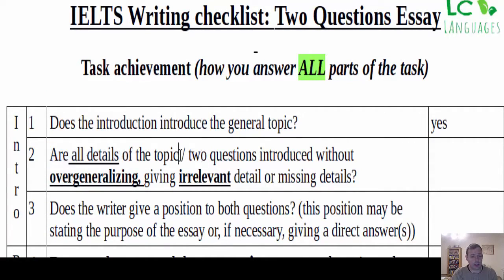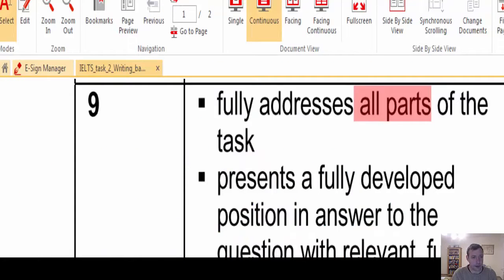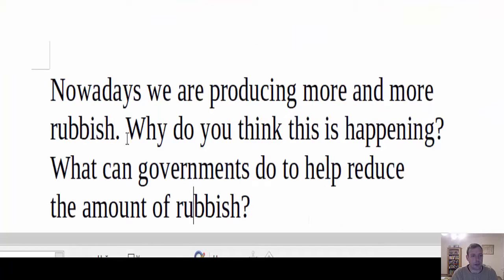Okay, the next one here: are all details of the topic and the two questions introduced? In the criteria, if you remember, it talks about fully addresses all parts of the task. So this is why it's important to introduce all the details. Just to refresh your memory, the details were very important: more and more rubbish, that's one of the little details. It's we are producing, it's not businesses.